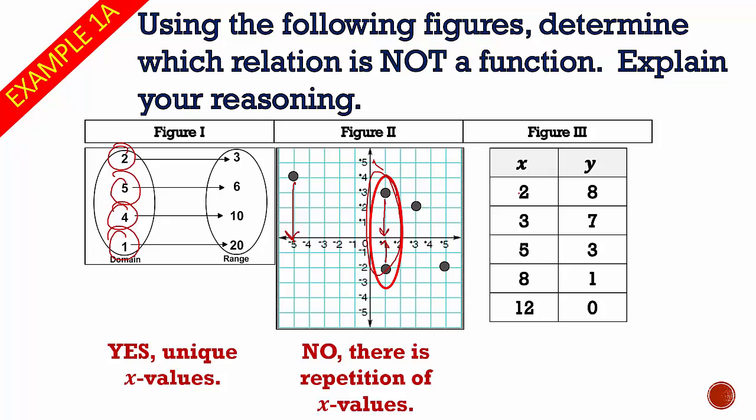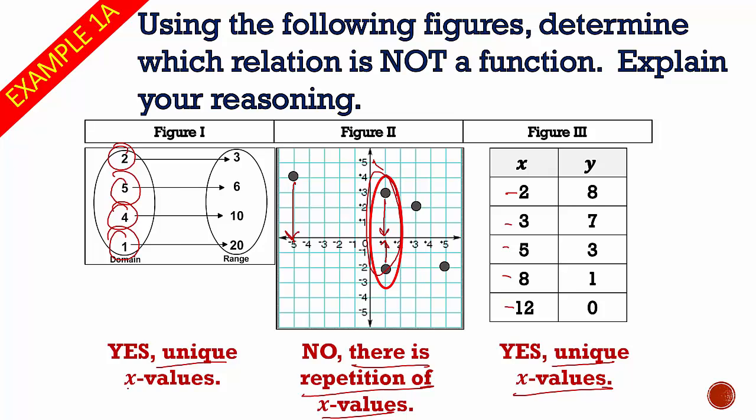And then if we look here, 2, 3, 5, 8, 12. No repetition of x values, so it is a function. Yes, there are unique x values. So that's explaining the reasoning because of this. Explaining the reasoning why it's not a function: repetition of x values. Why is this a function? Unique x values. Notice a trend here.